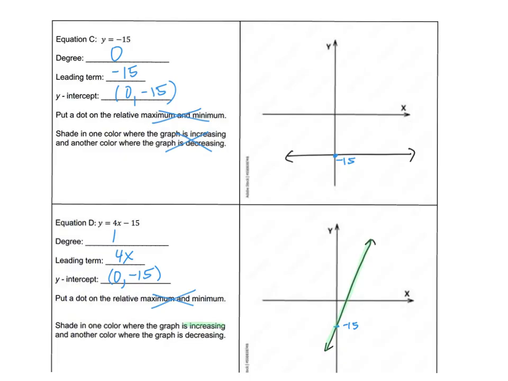Okay, so you can check here. Is this what you got? You should have matched equation C with graph A, and you should have matched equation D with graph C. Those were linear, so hopefully you were able to get those relatively simply. All right, pause and try the next ones.